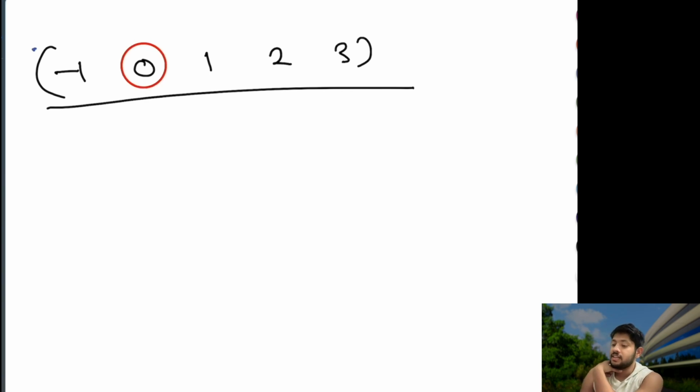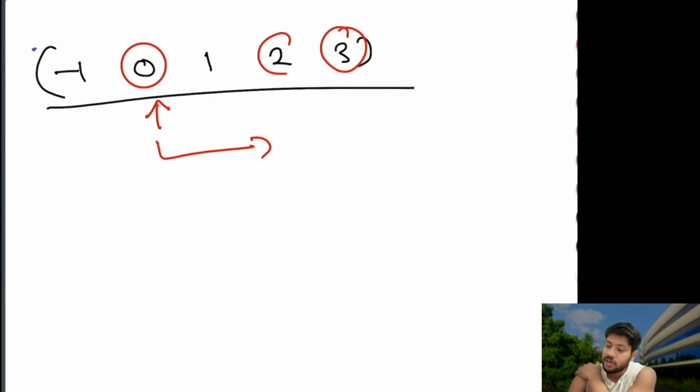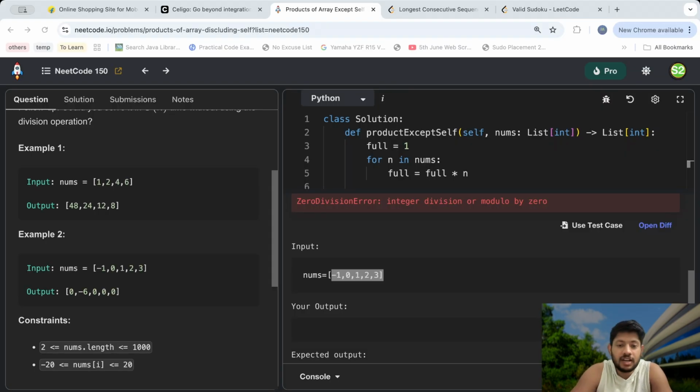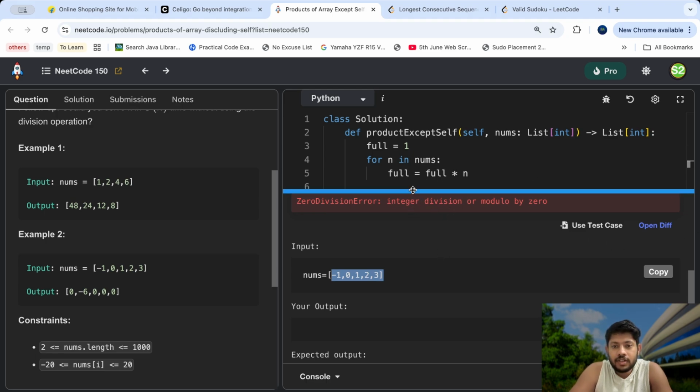So the first thing which I see is, if my number is 0, I don't want to include this while finding my full product. I want 3 multiplied by 2 multiplied by 1 multiplied by -1. I don't want the 0, right? Alright, let's try to implement this in our code. First of all, I don't want the 0. So I can say, where is that? Take it out.